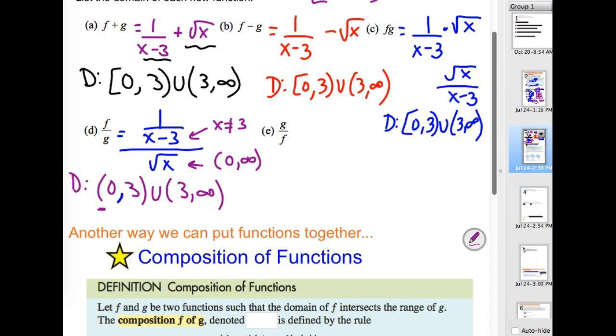All right, for g divided by f, now we are taking the square root of x and dividing by 1 over x minus 3. Looking at our denominators, we can't have a 3.